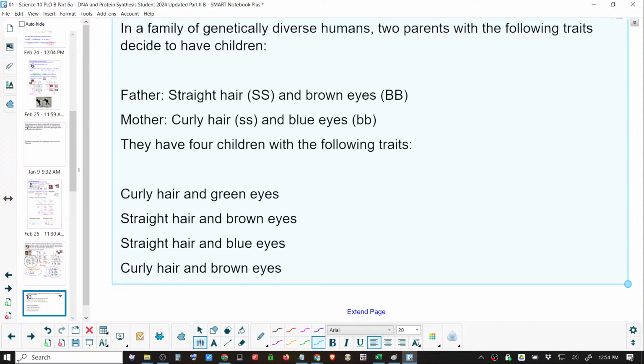This is the dumbest example, I just realized. Why? Without even doing the cross, they're all the same. What are all the children going to be? They're all going to be straight hair, brown eyes. Dad has both dominant traits. This is a misogynistic ChatGPT. Dad is all dominant. Mom is all recessive. Make the mom dominant. So let's spice it up a little. Let's do that and that.